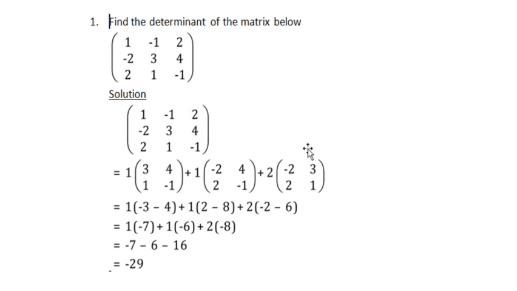You can also go online and check some YouTube videos on the solution of a 3 by 3 determinant. You will see the way they explain it. It's the same principle. Just pick any row or any column in your solution.